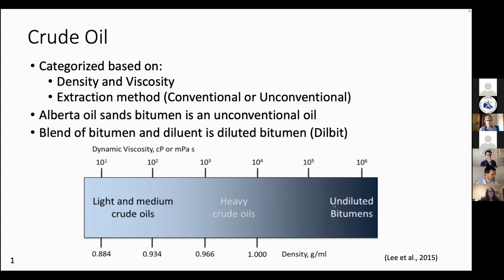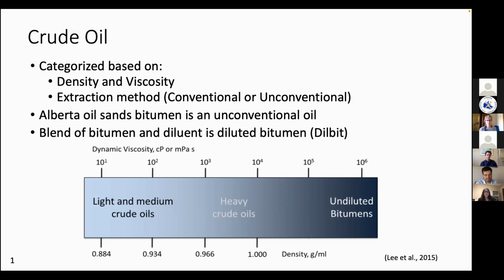We can also categorize the crude oils based on extraction method. We have conventional methods, which would be like typical oil wells, and those yield conventional crude oils. And then we also have unconventional methods, which would be like the mining and the steam extraction that we see in the Alberta oil sands. The Alberta oil sands produces bitumen, and it has chemical and physical properties that differ from conventional heavy crude oils. The most obvious difference is that bitumen is so dense that it cannot flow.